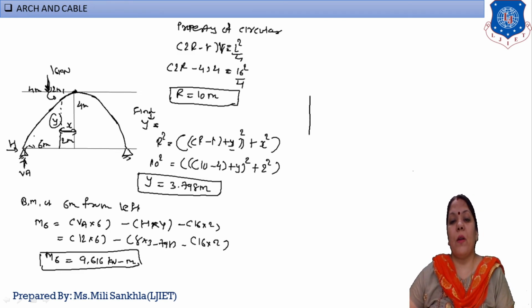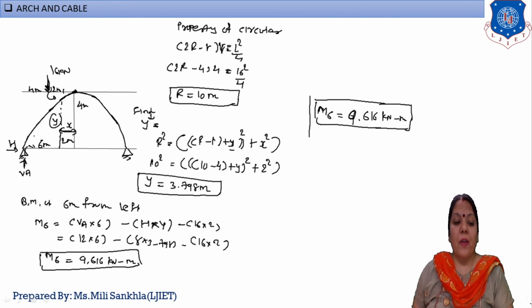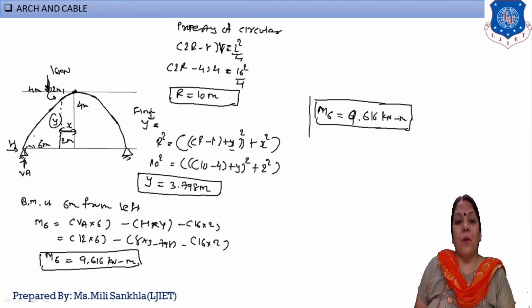My final moment M6 is equal to 9.616 kilonewton into meter. Okay, here our example of circular arch is complete. Now the example of parabolic arch is also complete, and the circular arch is also complete.